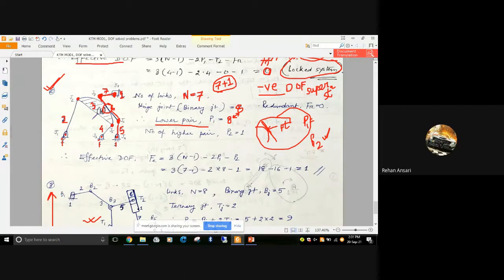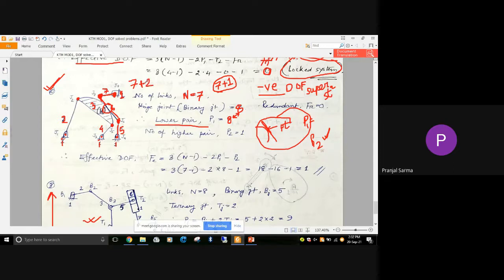8, sir. Correct, so it will be 8. 7 binary joints will give rise to 7 equivalent binary pairs, and one quaternary is equivalent to two.